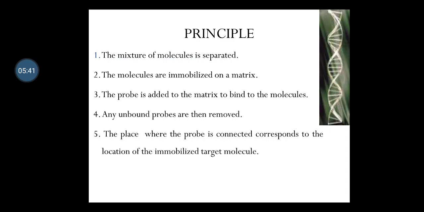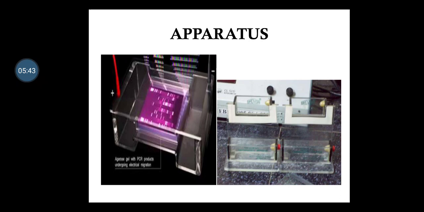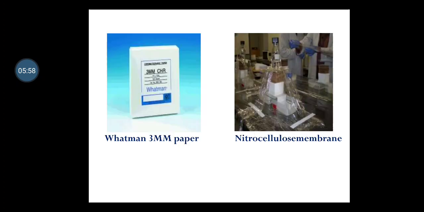Basically this is an apparatus which is applicable for the detection of DNA. This is some raw material which is required for the southern blotting technique, that is Whatman 3 mm paper and nitrocellulose membrane to fix the blot.